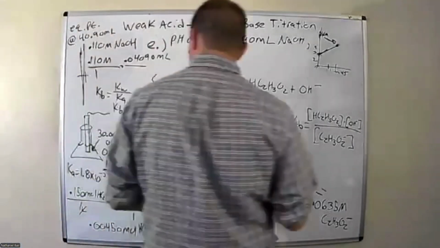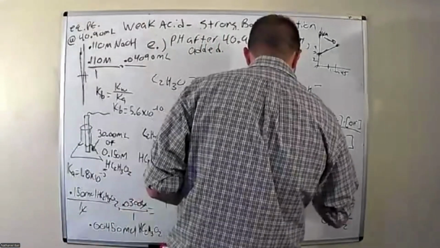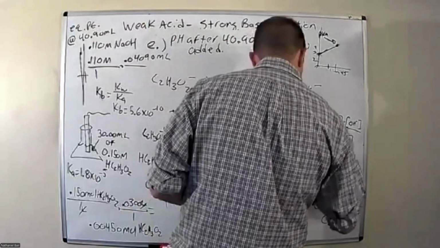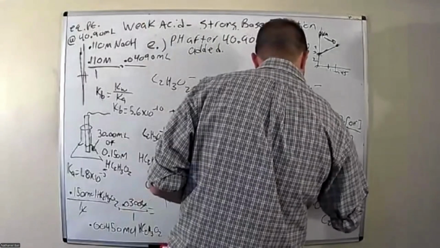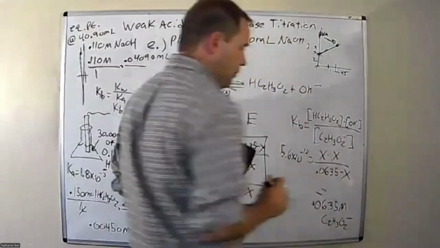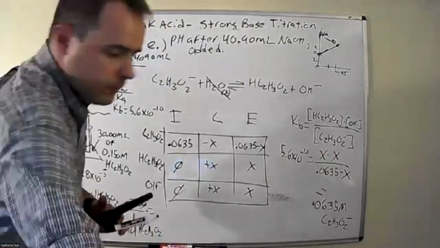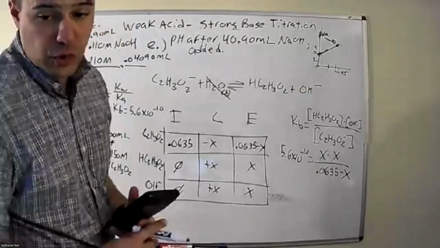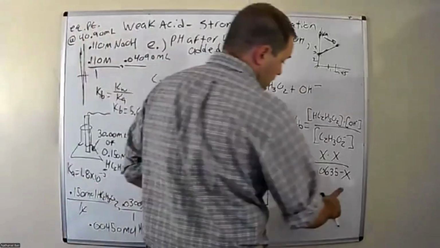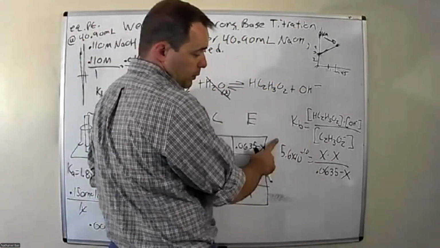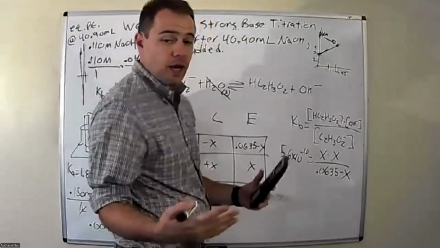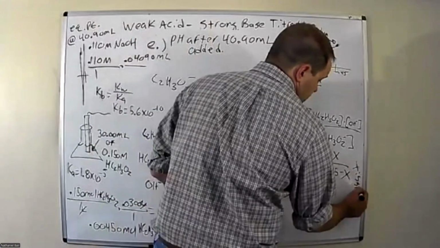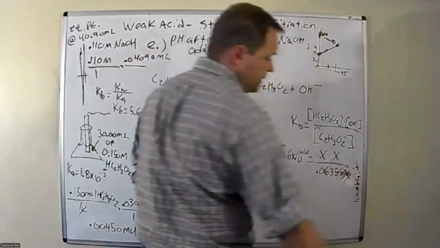So now we plug that stuff in here. 5.6 times 10 to the negative 10th equals X times X over 0.0635 minus X. At this point, we want to check if X is small. It is going to be small. 0.0635 divided by 5.6 times 10 to the negative 10th, you can put it in your calculator, is way greater than 500. So X is small. You can get rid of the minus X.